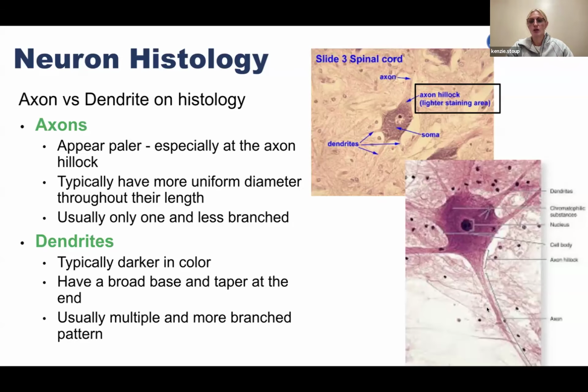And then dendrites are typically darker in color. And then they're going to taper. They're going to start fat, and then they're going to taper off to a point at the end. So if you're having a hard time differentiating, that can be helpful.